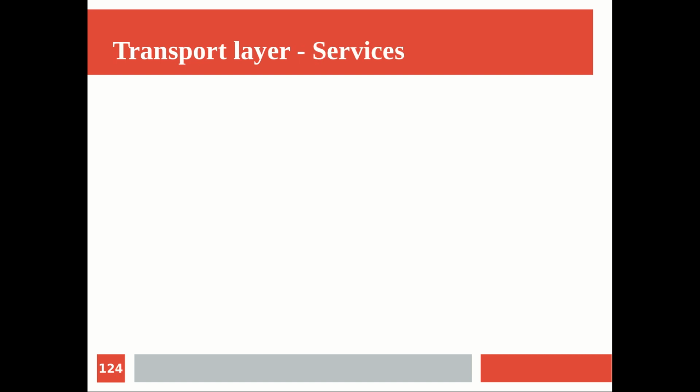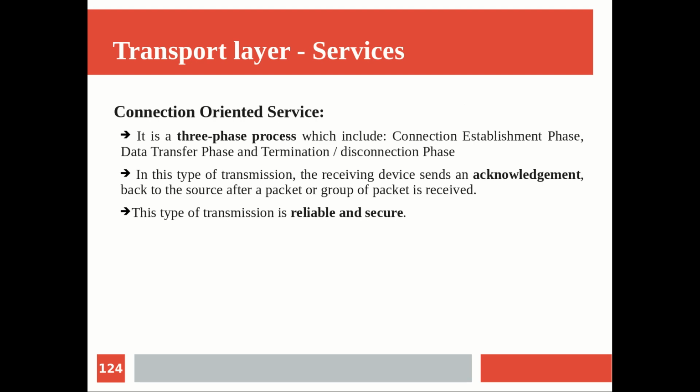Now as I already mentioned, there are two types of services provided by the transport layer: the connection oriented service and the connectionless service. So this I think we have also seen already, particularly for the transport layer, connection oriented service, in the sense there will be a three phase process involved, like there will be a connection establishment phase, a data transfer phase, and a termination or disconnection phase.